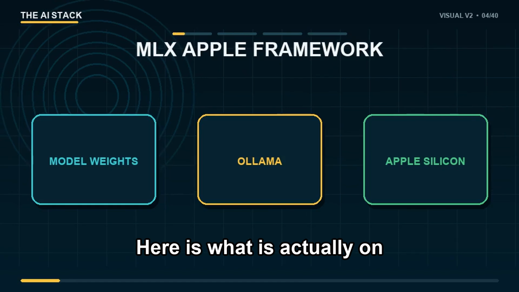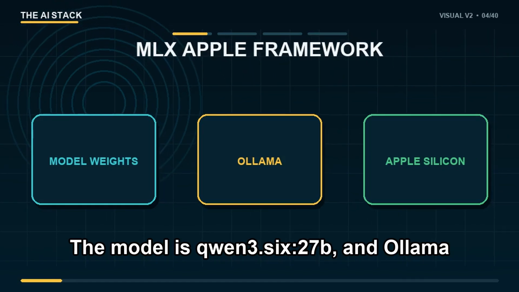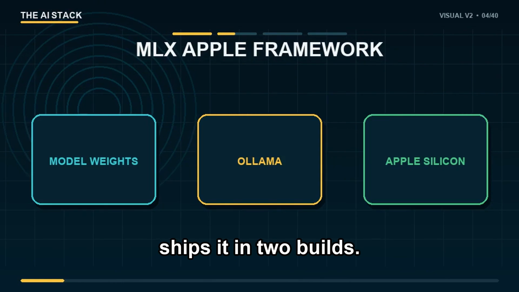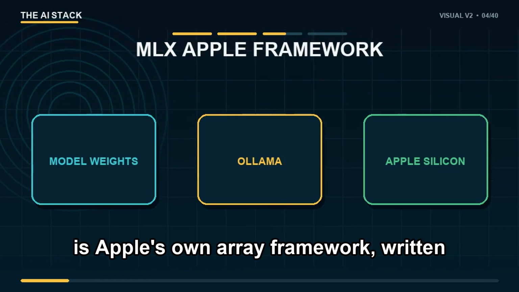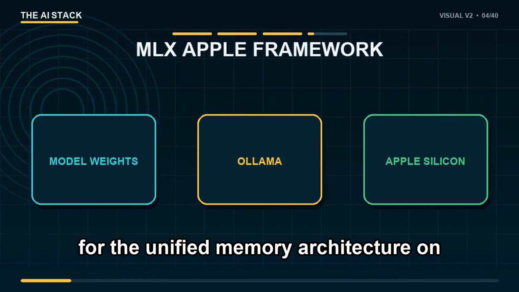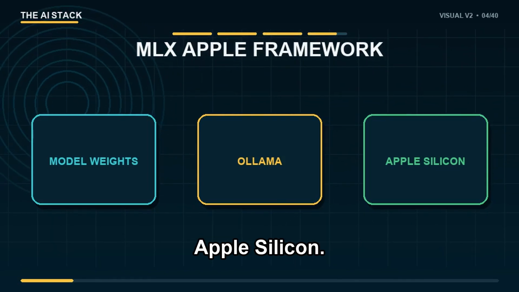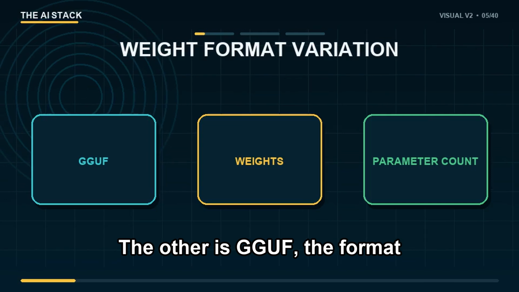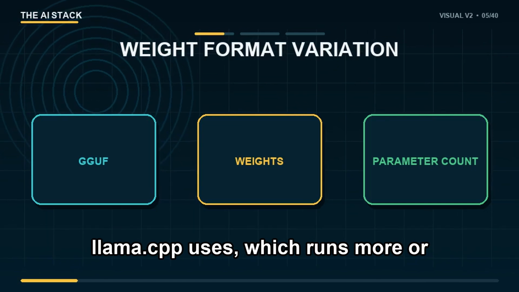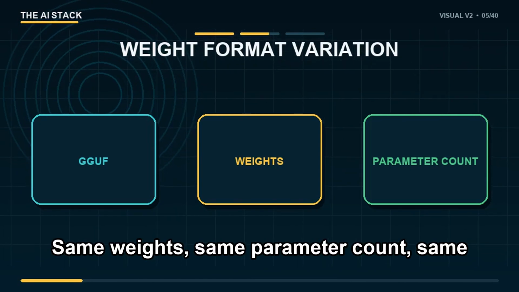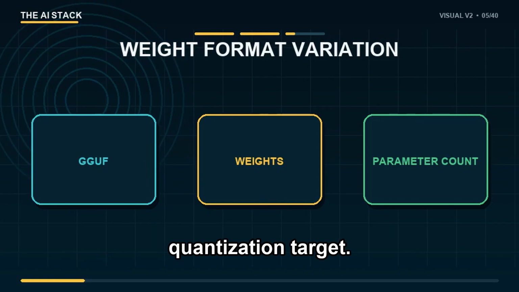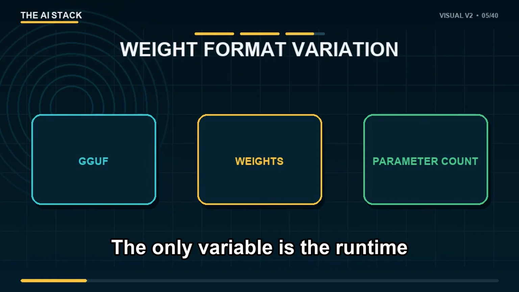Here is what is actually on the machine. The model is Q23.627b, and Ollama ships it in 2 builds. One is compiled for MLX, which is Apple's own array framework, written for the unified memory architecture on Apple Silicon. The other is GGUF, the format llama.cpp uses, which runs more or less everywhere. Same weights, same parameter count, same quantization target. The only variable is the runtime underneath.